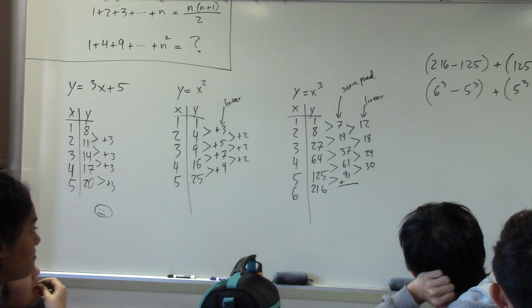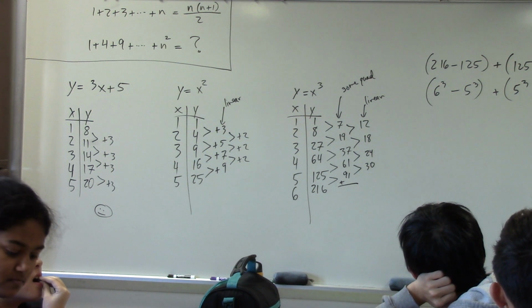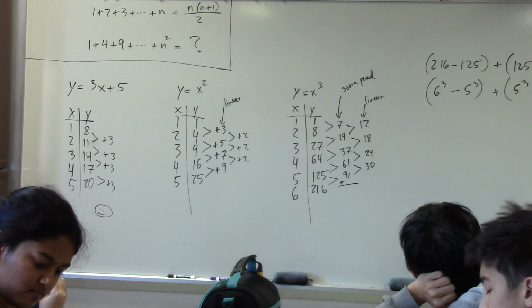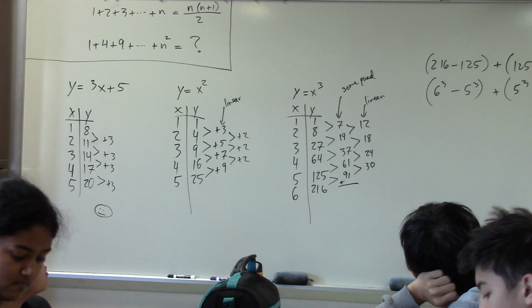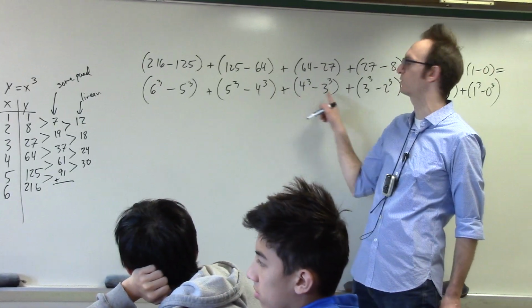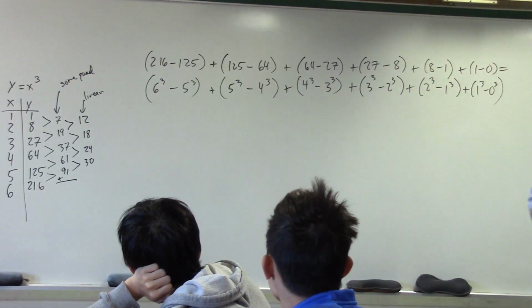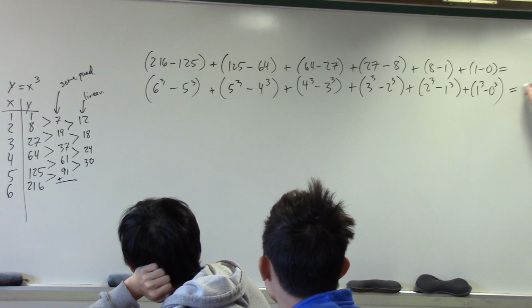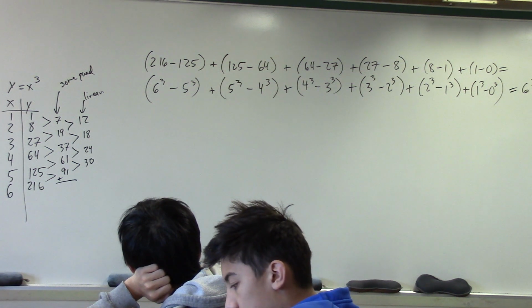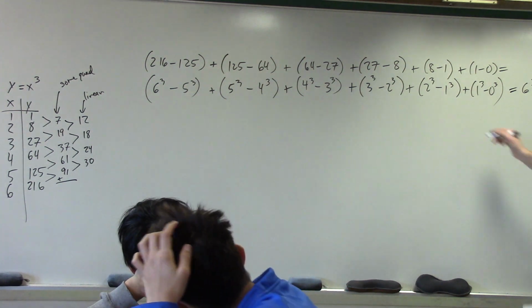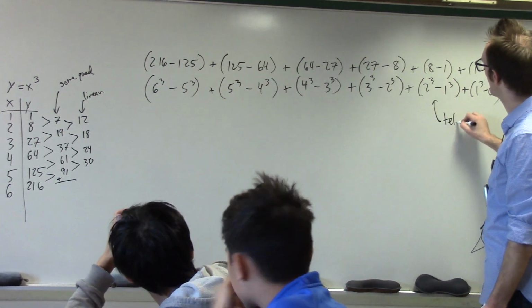Hopefully you're seeing this and hopefully I'm in frame. What is the conclusion? What is 6 cubed minus 5 cubed plus 5 cubed minus 4 cubed plus 4 cubed minus 3 cubed, etc., etc.? It's just 6 cubed minus 0 cubed. If you add up a bunch of things like this, there's a name for it. We say that this telescopes.